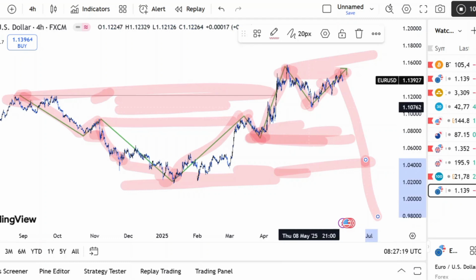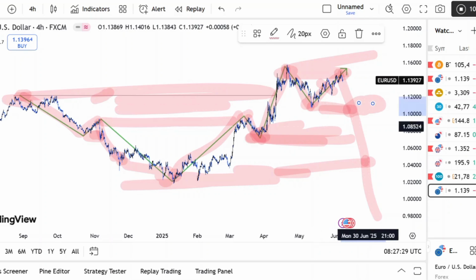So what is our job to do? Wait till the market breaks this lower high, this higher low, and then we execute our orders to the downside. That's how we make money, by identifying higher highs and lower lows.